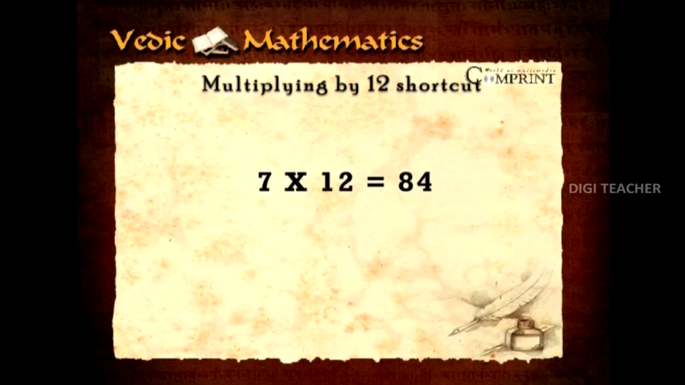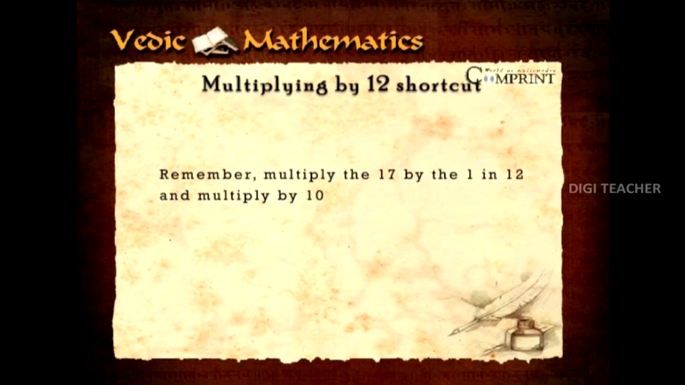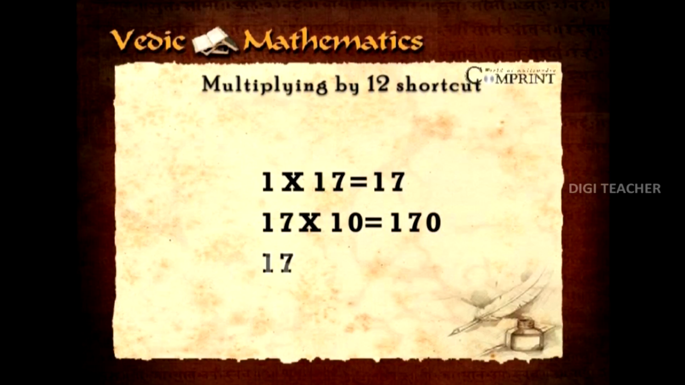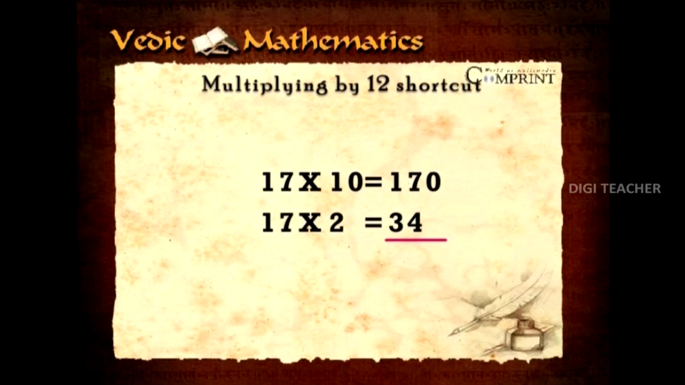Now let's try another. 17 multiplied by 12. Here, always remember, multiply the 17 by the 1 in 12 and multiply by 10. Just add a 0 to the end. 1 multiplied by 17 equals 17, multiplied by 10 giving 170. You've added a 0 there at the end. Multiply 17 by 2 giving 34. Add 34 to 170 giving 204. So 17 multiplied by 12 equals 204.